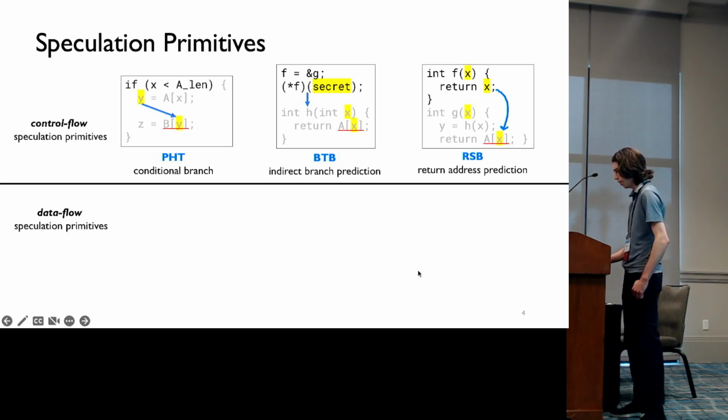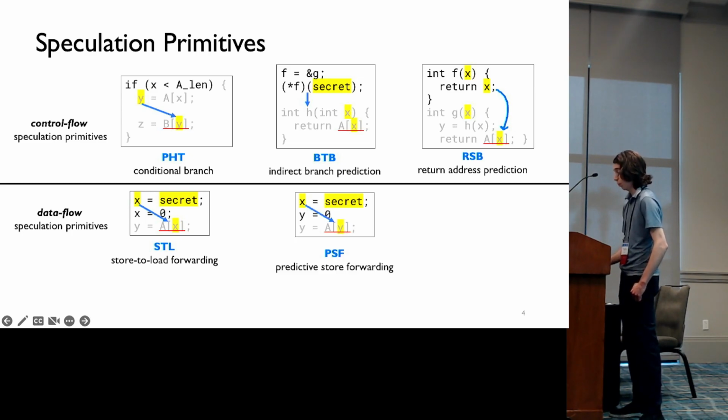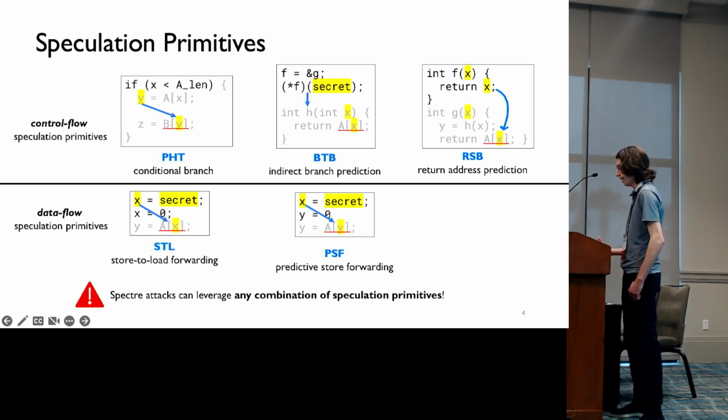And so on the data flow side, we have store-to-load forwarding prediction, or STL, by which a load may speculatively read from any prior same address store, and predictive store forwarding, or PSF, which can additionally cause a load to read from any prior different address store. So Spectre attacks can leverage any combination of these 5 speculation primitives. And so that makes it really challenging to comprehensively mitigate Spectre.